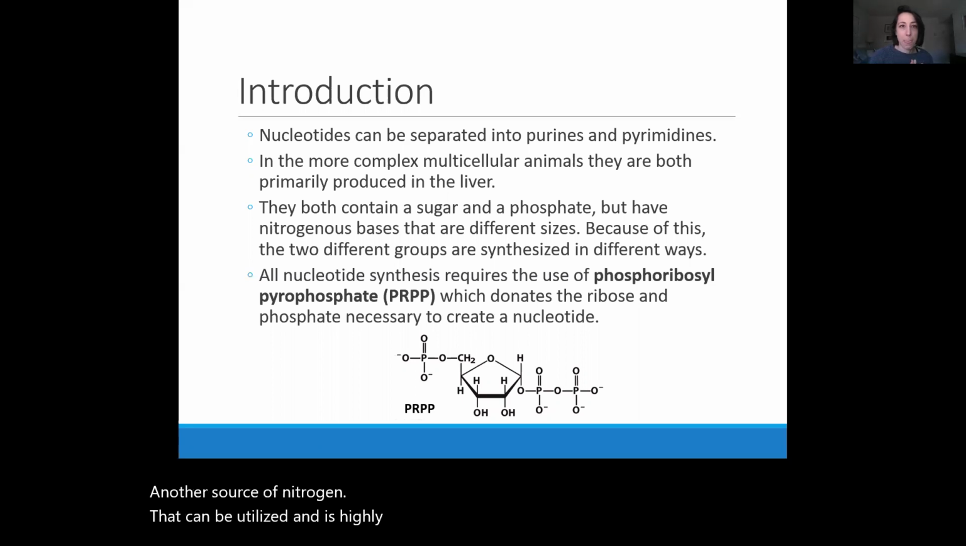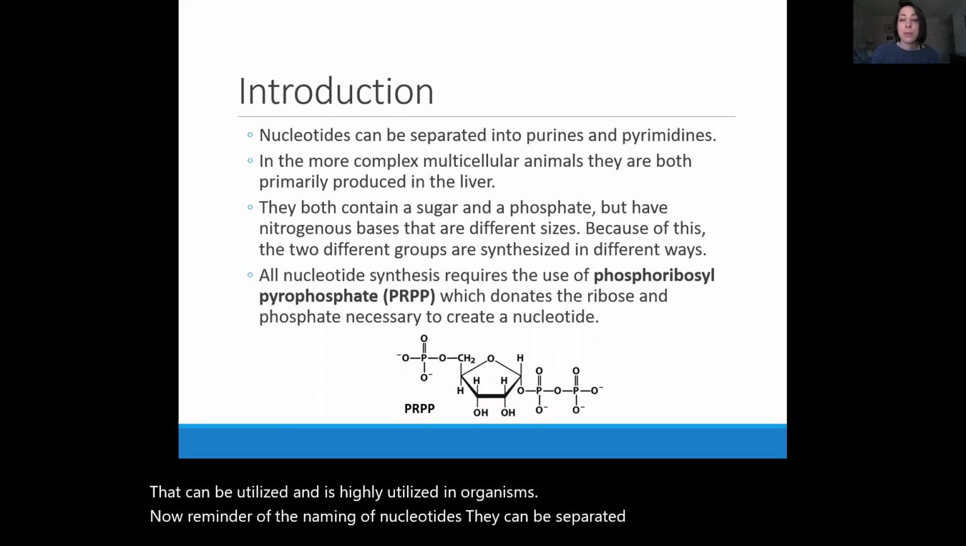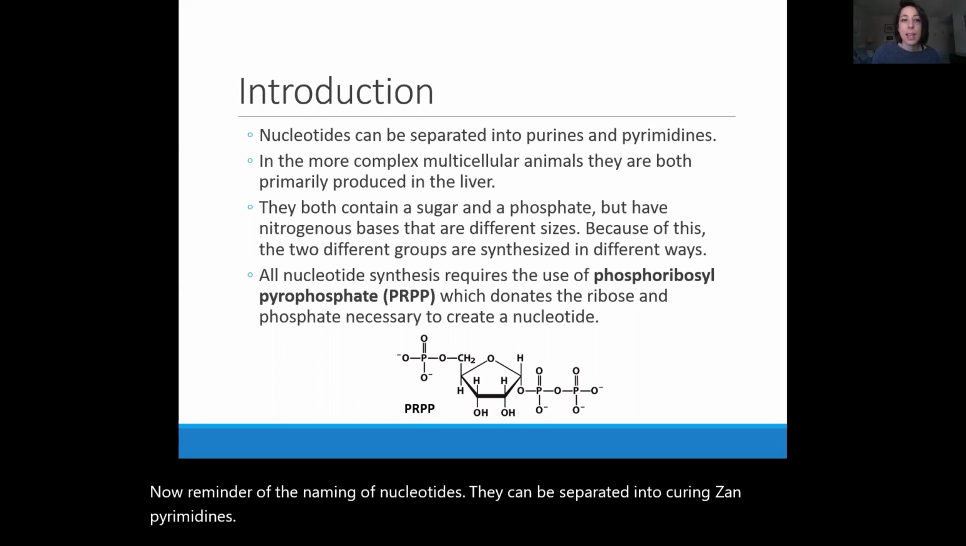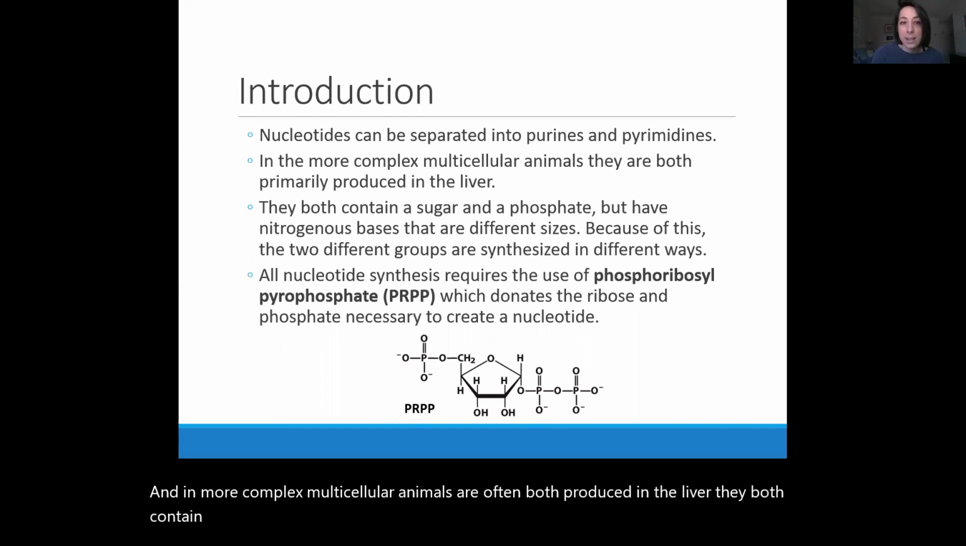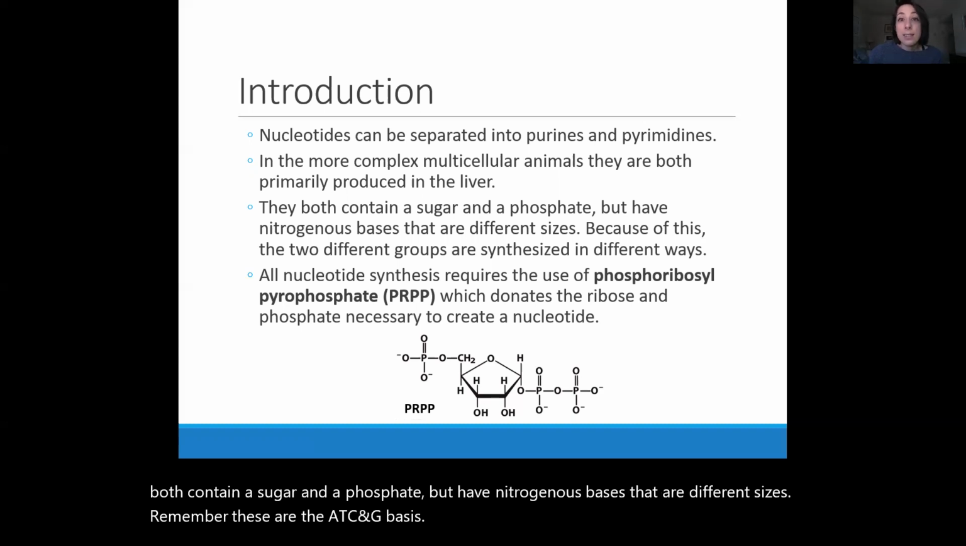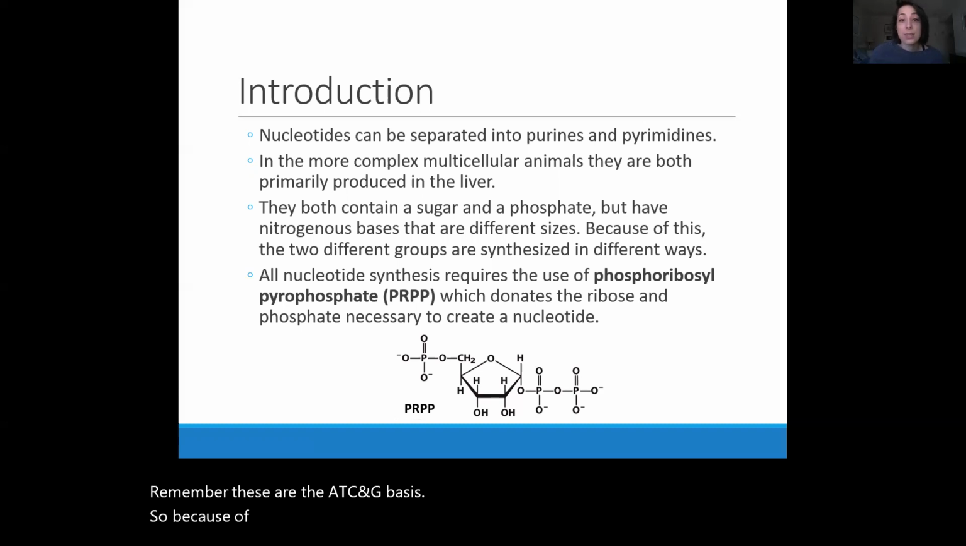in organisms. Now, a reminder of the naming of nucleotides, they can be separated into purines and pyrimidines. And in more complex multicellular animals, they're often both produced in the liver. They both contain a sugar and a phosphate, but have nitrogenous bases that are different sizes. Remember, these are the A, T, C, and G bases. So because of these different sizes, the two groups are synthesized in two different ways.